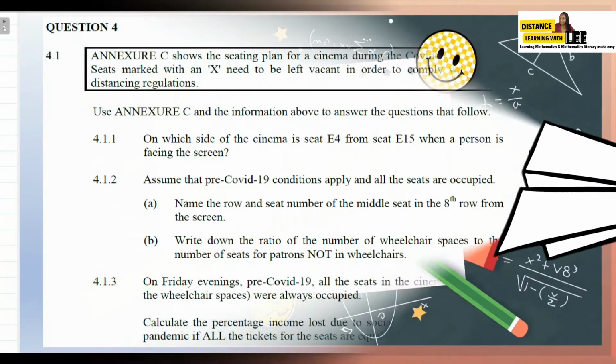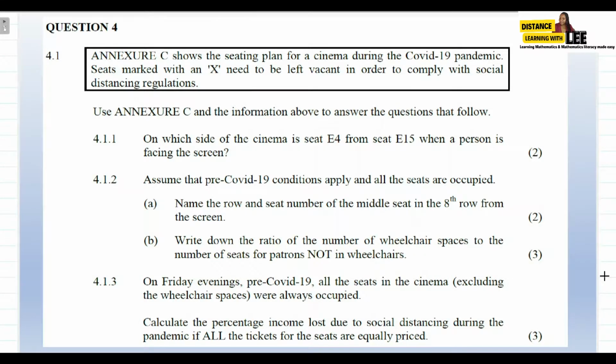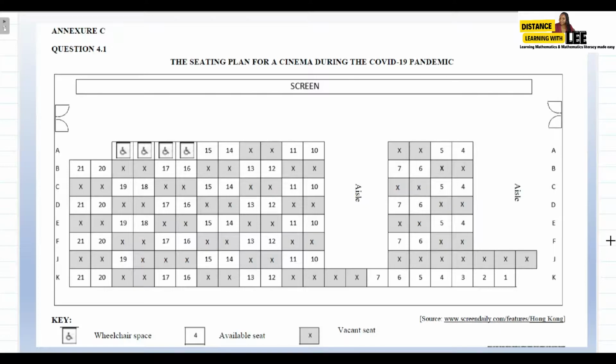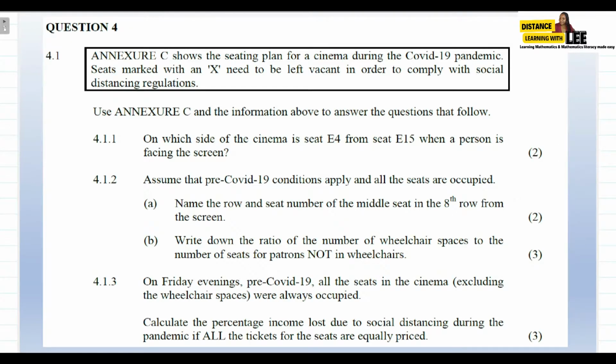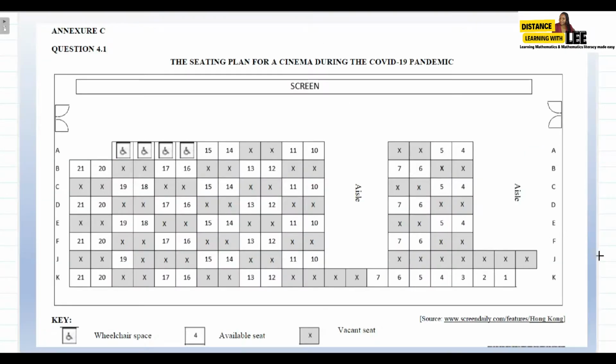So like I mentioned, guys, in today's video tutorial, we are going to be tackling question 4.1. And question 4.1 basically deals with the seating plan for a cinema during the COVID-19 pandemic. Before we get started with our questions and before we even read the information that is given to us here, let's just have a look at what is given to us here.